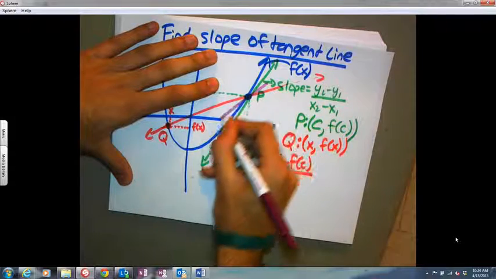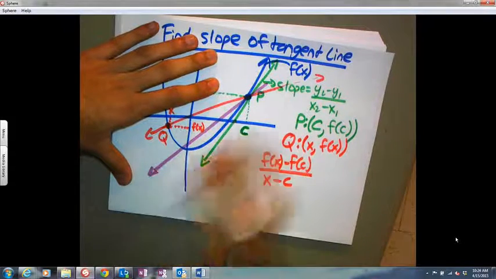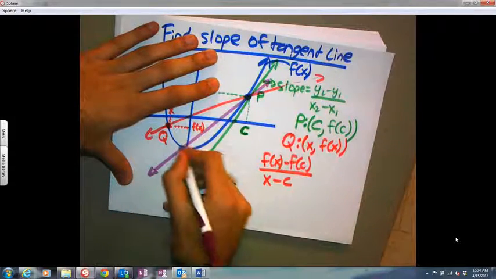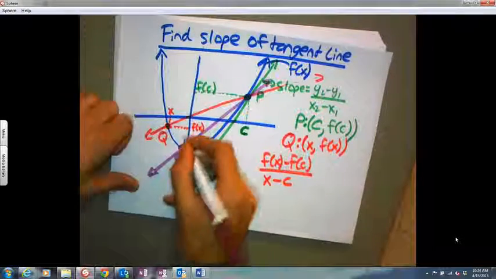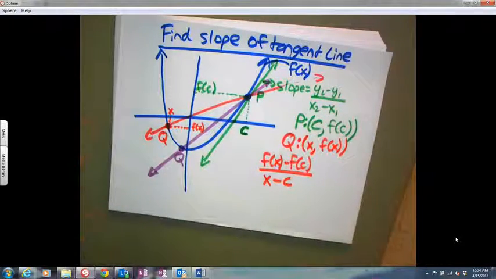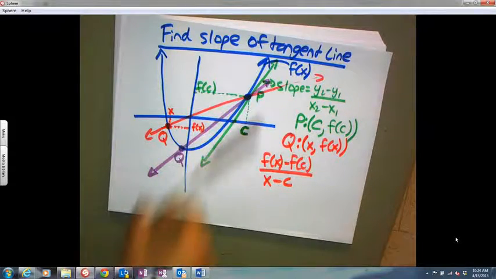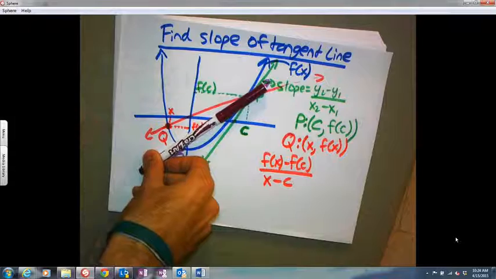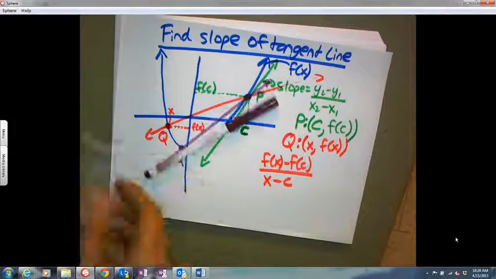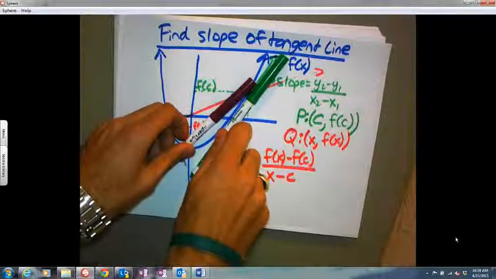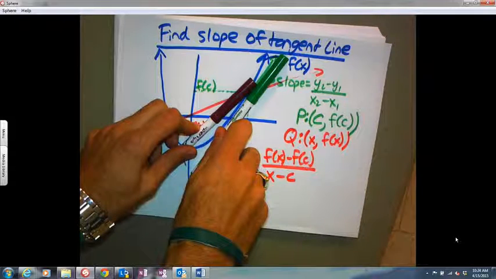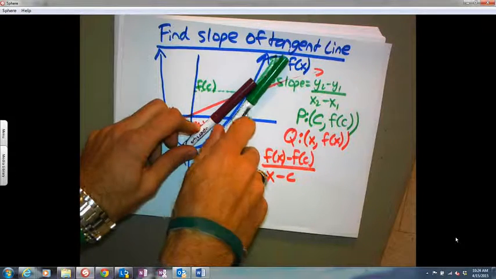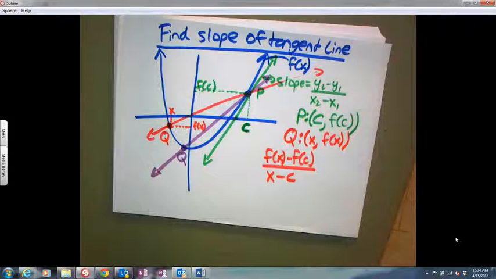So here's the new Q. Same thing, Q has coordinates of x and f of x. And now I'm like, okay, maroon is better than red, but maroon is not as good as green. We're getting better. And by not as good, I mean it's not the right slope. We want green, remember? Maroon is definitely not equal to green. They do not have the same slope.